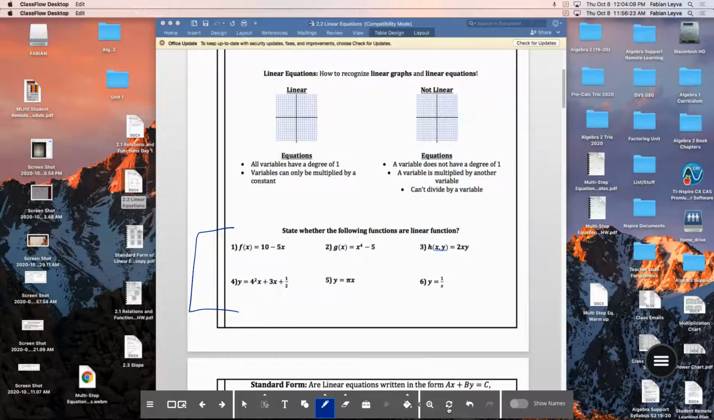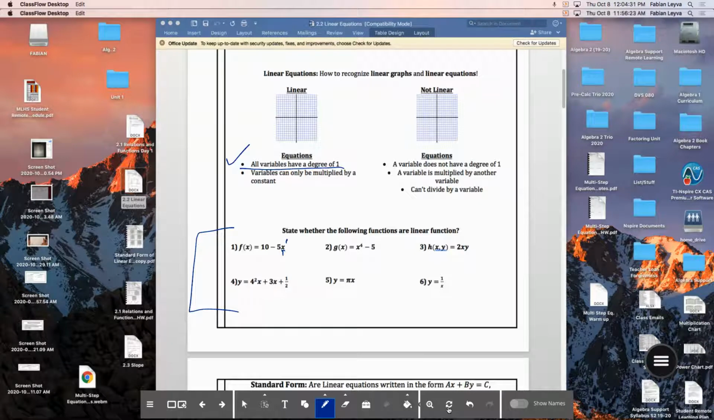Are they equations that give us linear graphs, straight lines? So let's analyze number 1. Notice I have f of x, which is just function notation, is equal to 10 minus 5x. Do all variables have a degree of 1? I'm looking at this here. I notice I have one variable of x. Its exponent is a 1. Since this exponent is a 1, that means that variable has a degree of 1. That means that, okay, it checks off that.